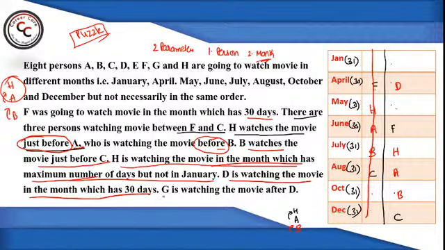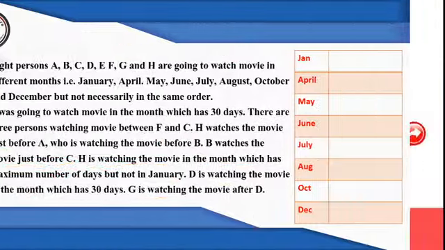Similarly, if I go for the last one, G is watching the movie after D. So after D, G is watching. Now if you see, only one person is left. Who is that? A, B, C, D, E is missing. So here you can put E. In this manner, we can fill in this particular puzzle within the time frame based on the given time slot.